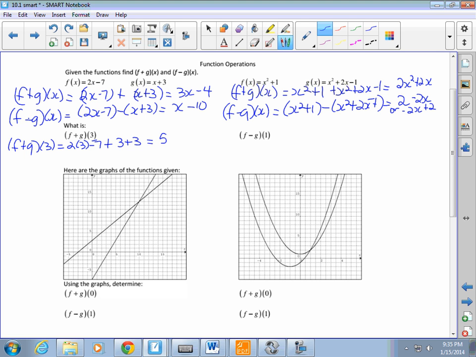Or I could just simply go into my solved equation from up there. So this would just be 3 times 3 minus 4, which is 9 minus 4, which is 5. So you can see either way you'll get the same answer. So f minus g of 3 is going to be 3 minus 10, which is negative 7.